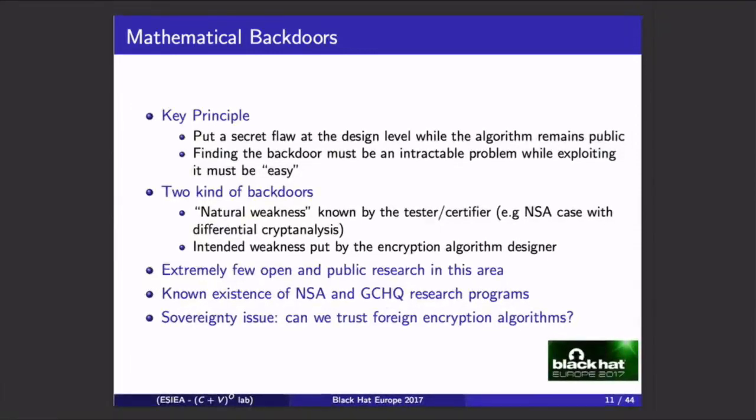The other case, which is probably the worst, is when the designer intentionally puts in a mathematical backdoor. Generally, we can observe that they are working close to the governmental area or industry, in the defense industry. I will just mention two cases right after. It is an area where there is extremely little research, and only NSA and GCHQ programs are known, but it is clear that other intelligence agencies, maybe in China or in Russia or in other countries, have the same kind of programs. So the question is, if I use an encryption algorithm, can I trust an algorithm coming from a third-party country?